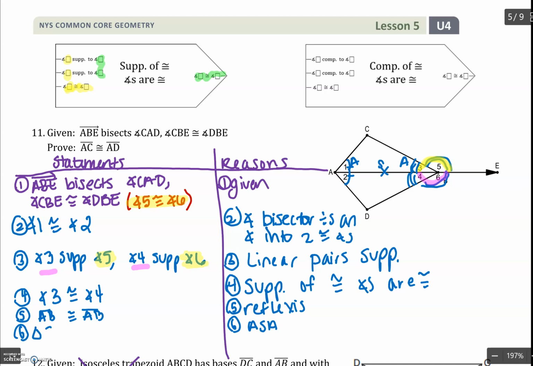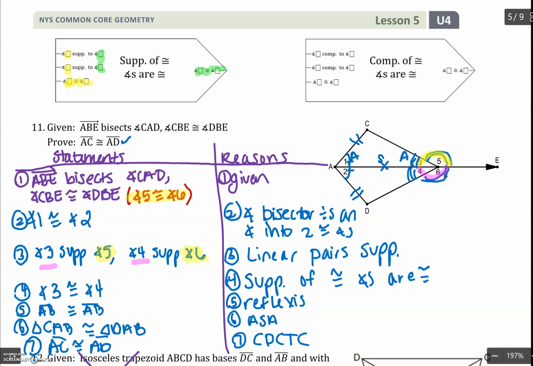So triangle CAB is congruent to triangle DAB. And finally, AC would be congruent to AD using CPCTC because those are sides of these two triangles that I just proved were congruent. All right, we're going to skip number 12.